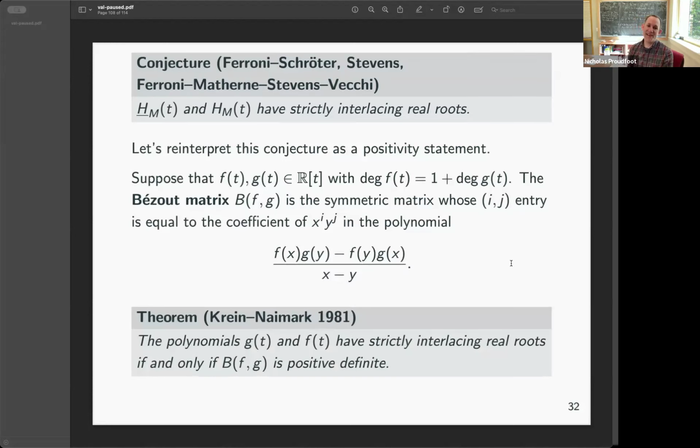A theorem of Krein and Naimark is that these polynomials have strictly interlacing real roots if and only if this Bézout matrix is positive definite. This is actually really cool. You don't have to know in advance that these things are real rooted, right? If the Bézout matrix is positive definite, that implies that the polynomials are real rooted and that their roots strictly interlace.